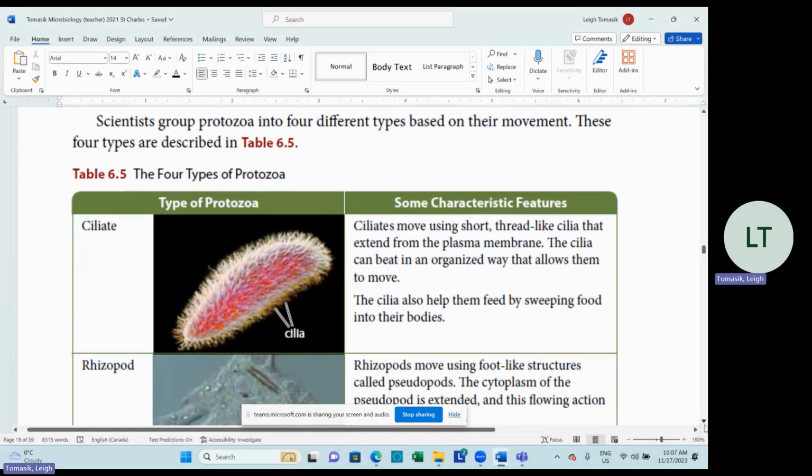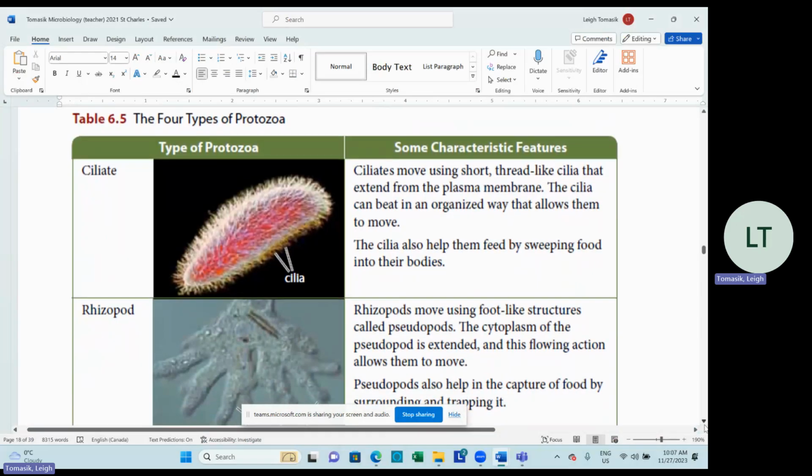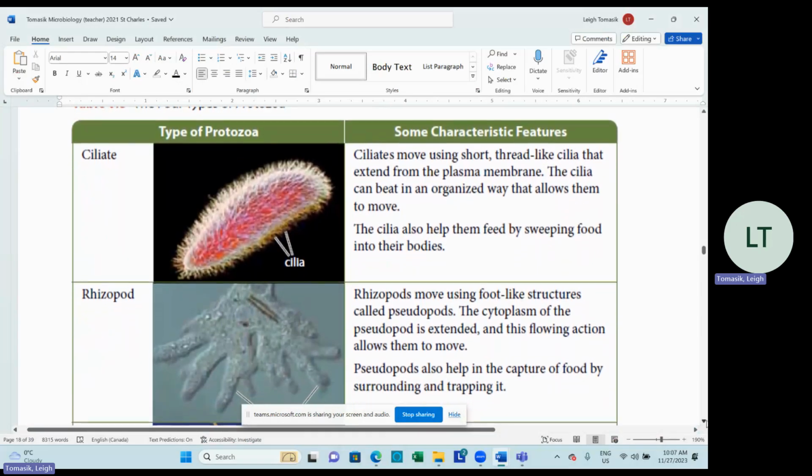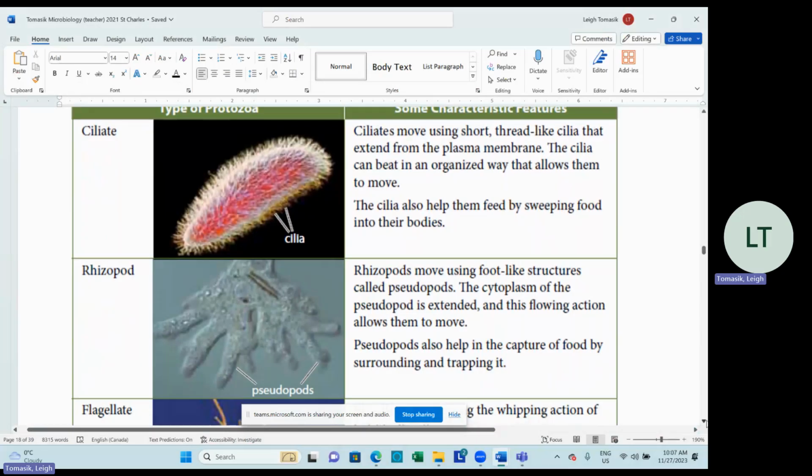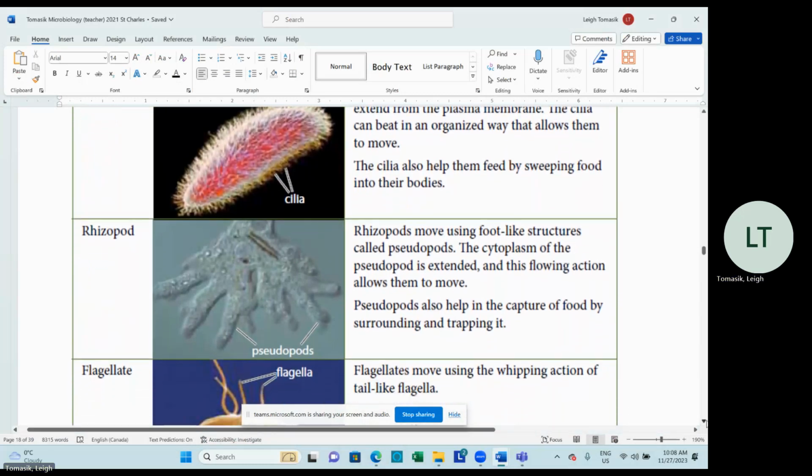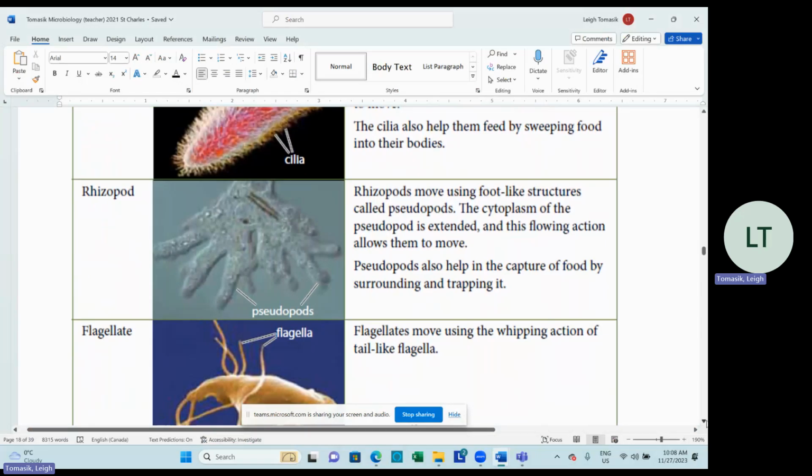Scientists group protozoa into four different types based on their environment. These four types are described in Table 6.5. So we have a ciliate like the paramecium. Ciliates move using short thread-like cilia that extend from the plasma membrane. The cilia can beat in an organized way that allows them to move, like oars in a boat. The cilia also help them feed by swooping food into their bodies, into their oral groove, their mouth.